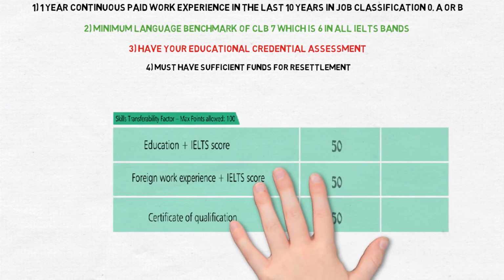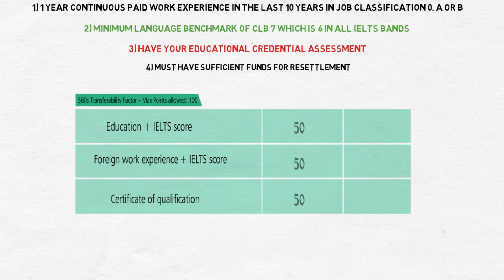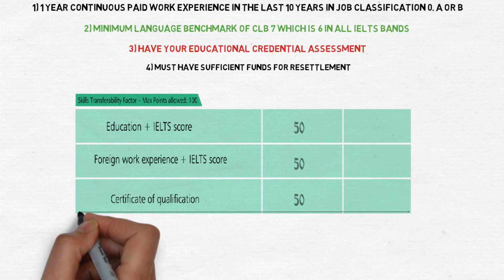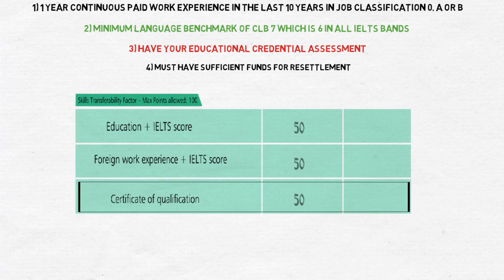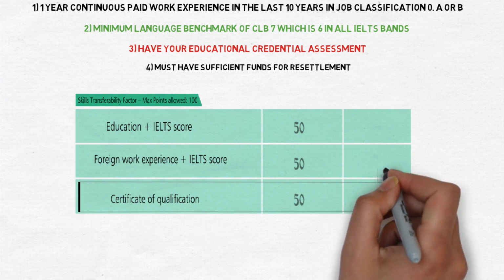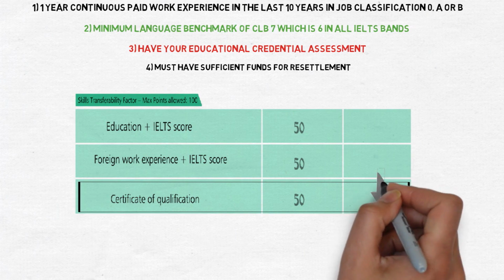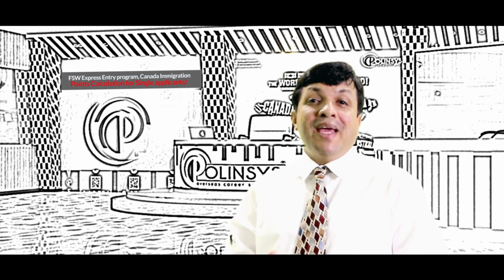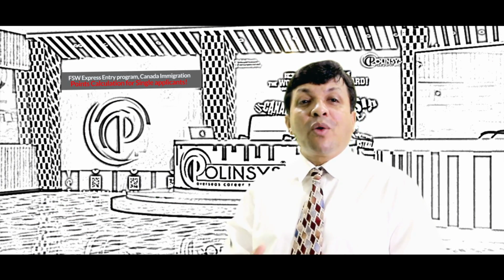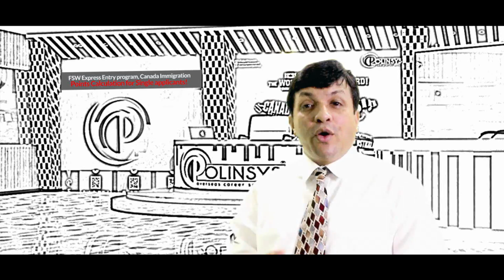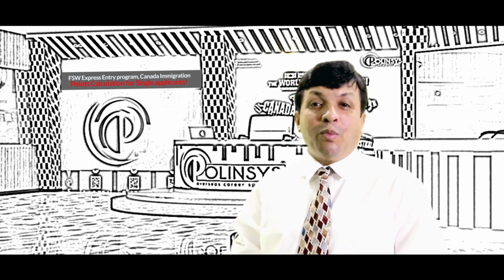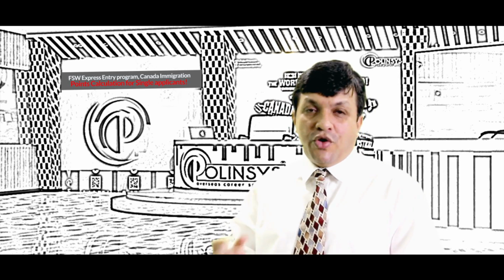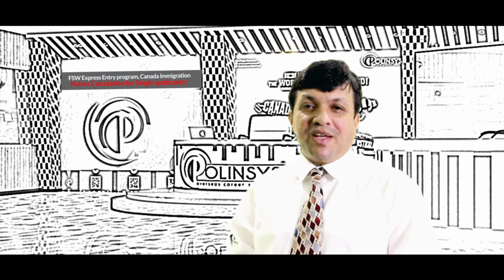Now, you can calculate the points you have earned by adding up the points on the right side of the worksheet. The next question, of course, is there a pass mark? And under the new FSW Express Entry program, applicants will have no pass mark. Applications are likely to be accepted if they meet the minimum requirements which I have just explained. I hope this video is clear on the point system for the new FSW Express Entry program.